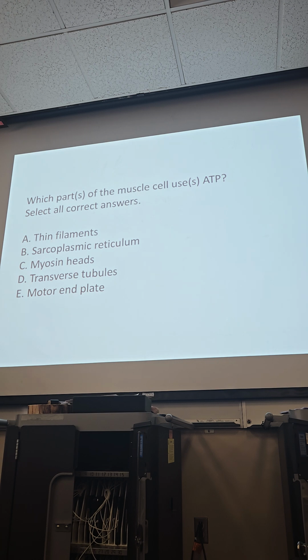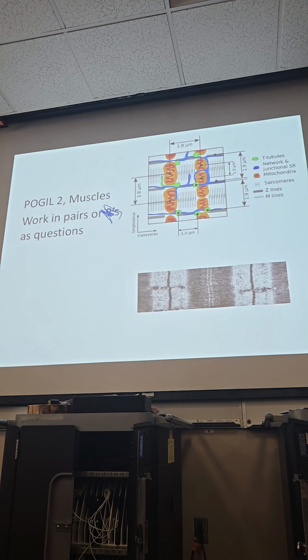What does it use ATP for in the SR? Active transport? Active transport of what? Calcium. Calcium pumps. Excellent. Calcium pumps. All right, keep going.